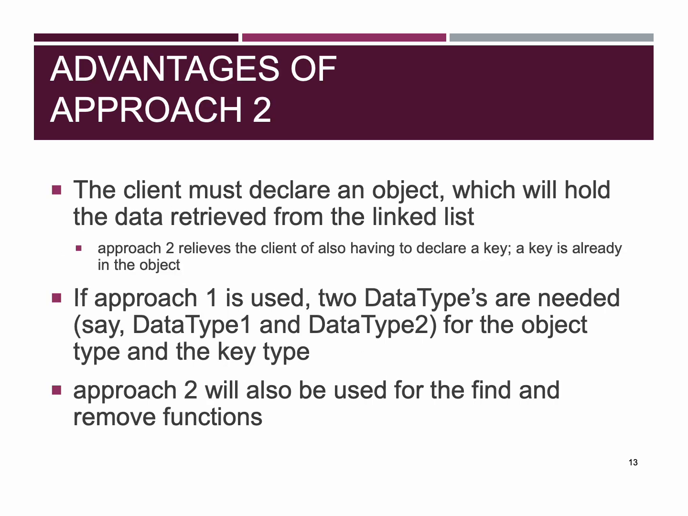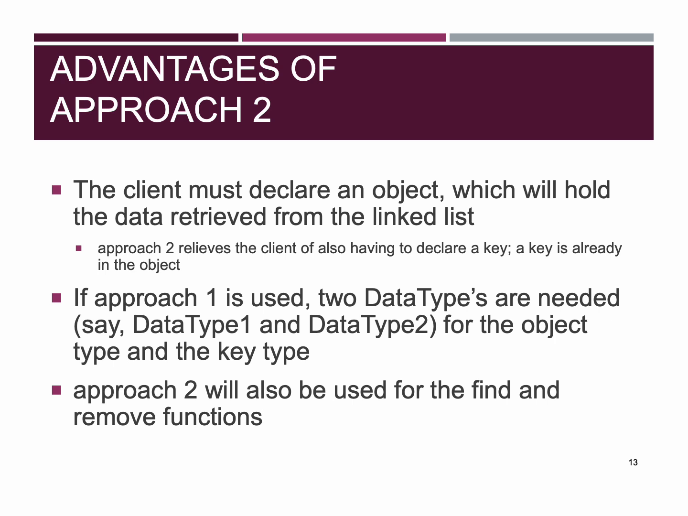So here, we'll see there are some advantages or benefits of approach 2 when implementing the retrieve function. In this approach, the client only needs to declare an object which will hold the data retrieved from the linked list. This is more efficient because the client doesn't need to declare a separate key. The key is already embedded within the object itself. If we were to use approach 1, we would need to declare two data types, one for the object type and another for the key type. This can add complexity to the implementation.